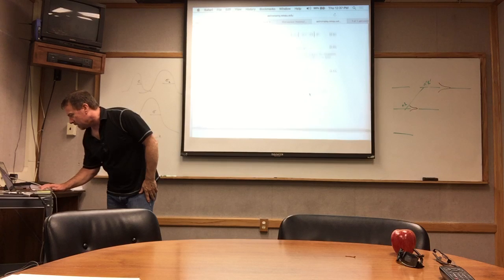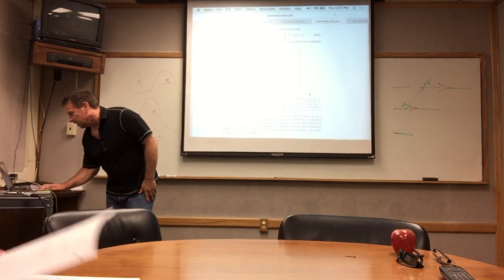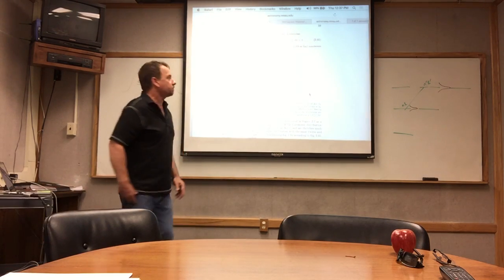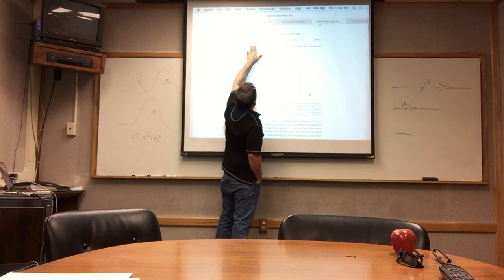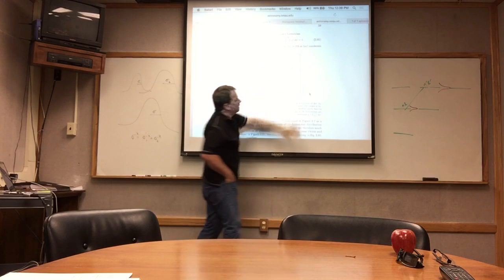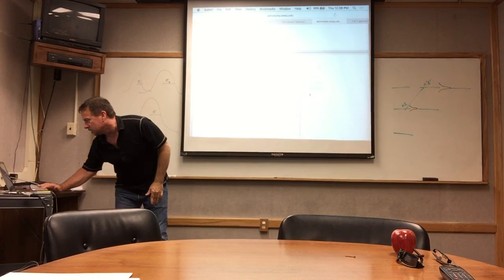Now, if you look at the shape of that function, it's known as a Lorentzian. Here's the shape of a Lorentzian. Notice the 1 over pi, y over x minus x naught squared plus y squared. Let's go back to this equation.